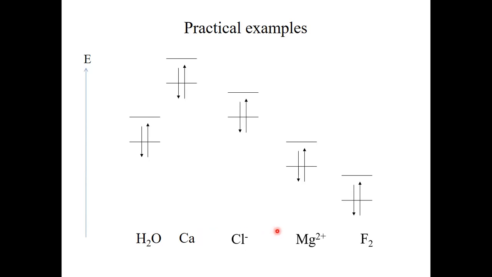Fluorine would be the acceptor. I'm sorry. The fluorine will be the acceptor, right? So the LUMO of the fluorine has a somewhat lower energy than the HOMO of the water. So now again, it's the question, what is that real energy difference? So will we still get a dative covalent bond, or will we get a redox reaction?